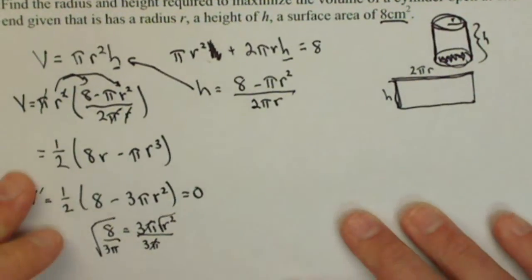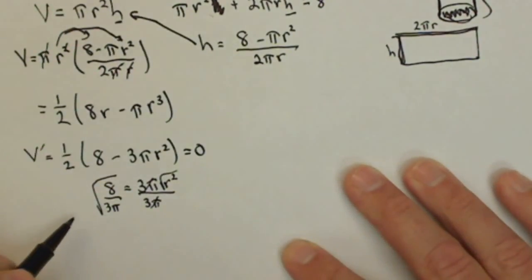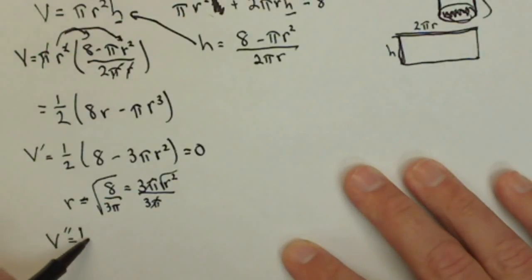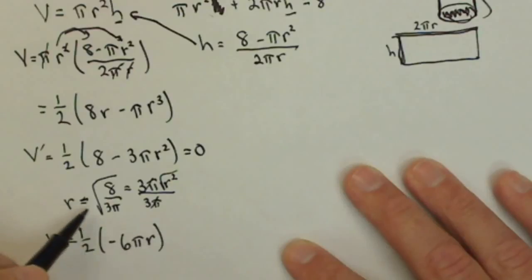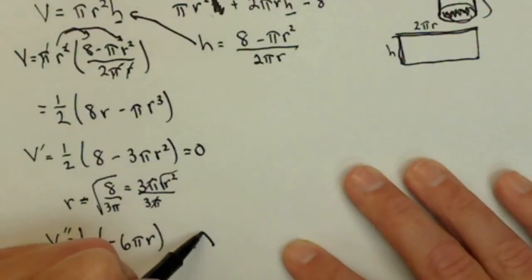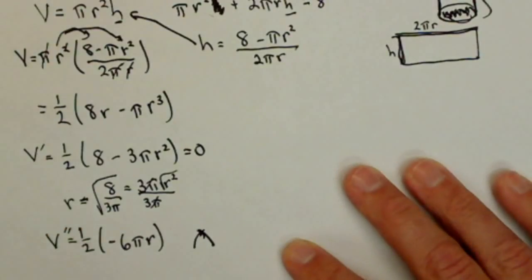context. Now if we want to verify that this r value gives a maximum, we can look at the second derivative, which is 1/2 times negative 6 pi r, and notice at any positive r value the second derivative will be negative, which means concave down, which means our critical point sits at a max.